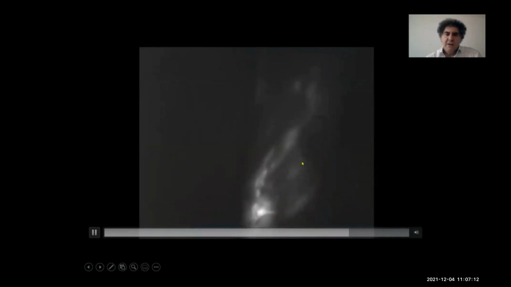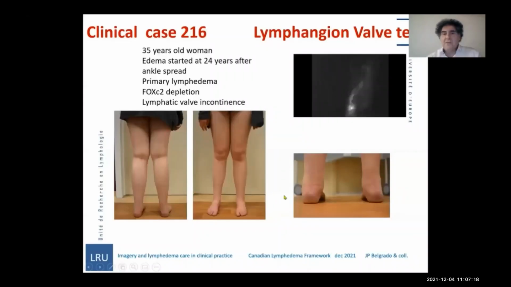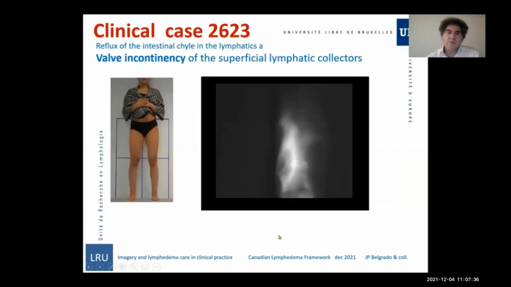You see that I'm pushing the lymph back. I'm doing this pushback, and you can see that the lymph comes back simply because this patient has a defect of the lymphatic valves. And we can show this with this examination that shows that this woman does have lymphatic collectors, but her problem is related to the valvular incontinence.